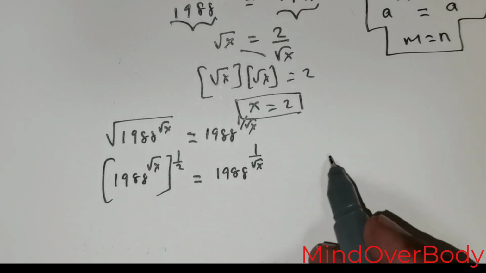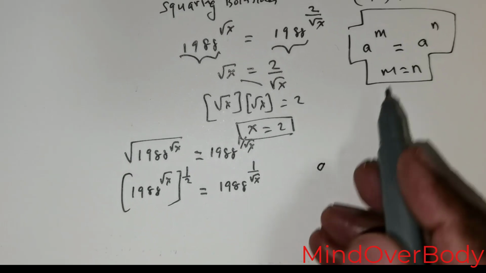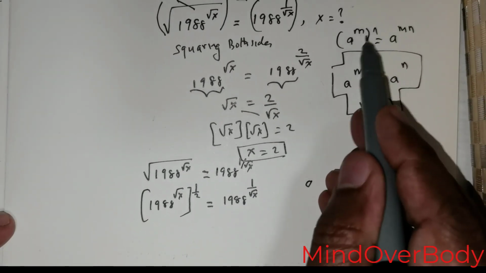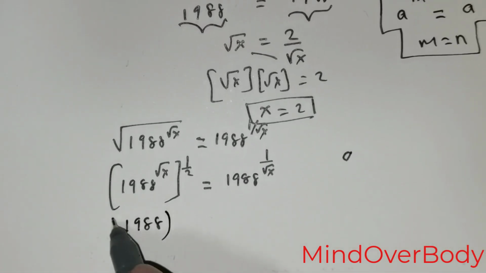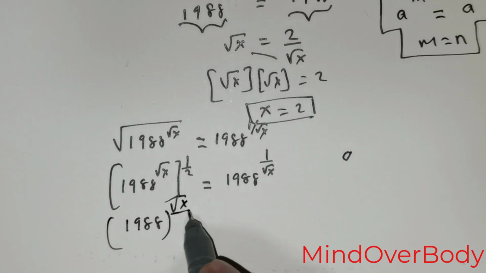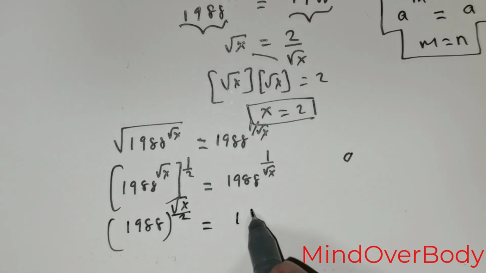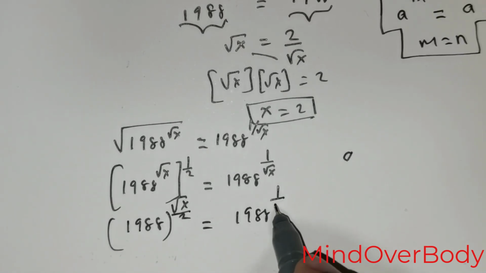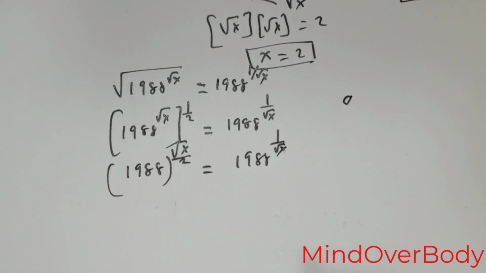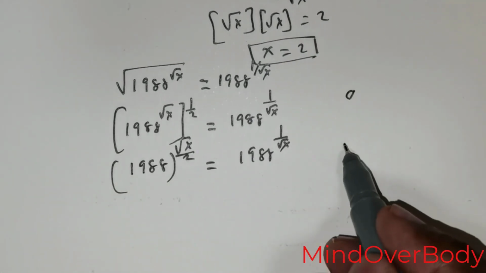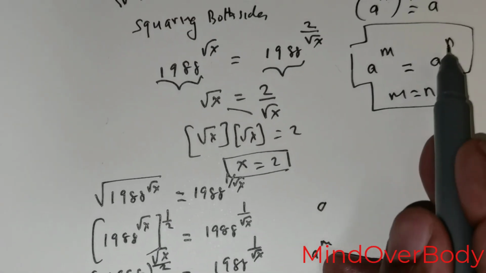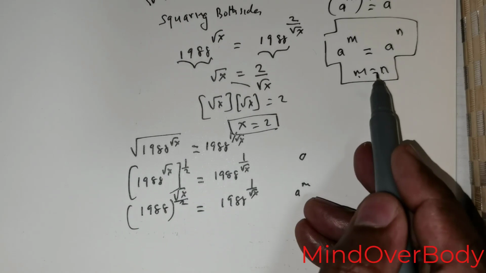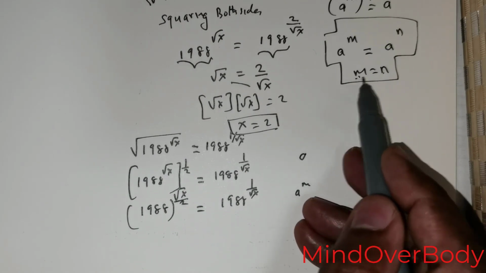Now I can further rewrite this by the same property which I just showed you. A raised to the power m raised to the power n is equal to a raised to the power m times n. So I'm going to rewrite this as 1988 raised to the power of root of x over 2. This is equal to 1988 raised to the power of 1 over root x. Now clearly you can see that, as I mentioned to you, if a raised to the power m is equal to a raised to the power n, then it boils down to m is equal to n.